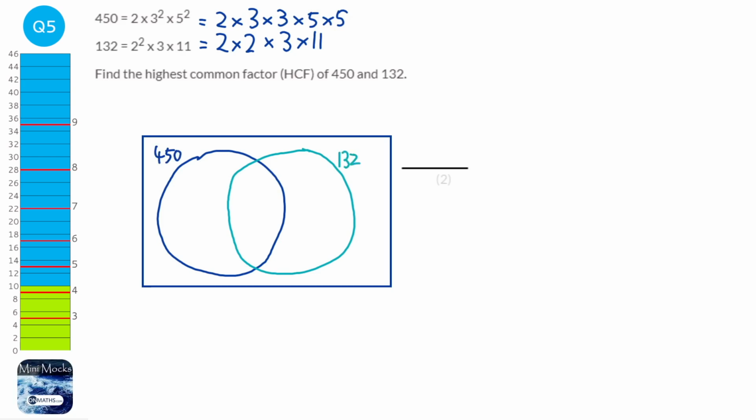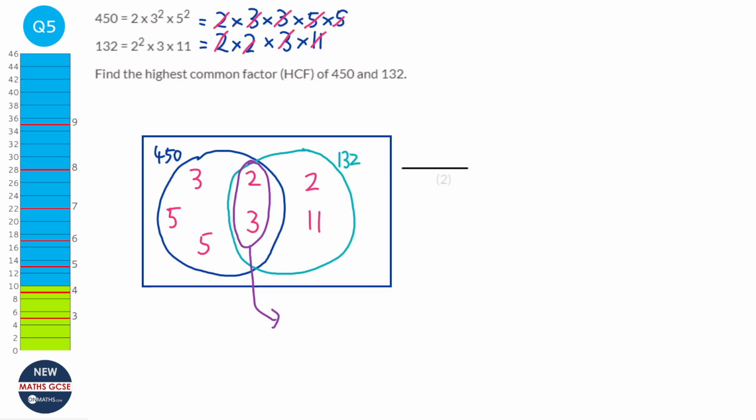So we'll start with the 450 and the numbers. Looking at the prime factors at the top, we can see they both have a 2 in them, so I cross them both out and put 2 in the middle. We can see they both have a 3 in them, so cross those 3's out and put 3 in the middle. And then 450 has a 3, a 5 and a 5. And 132 has the 2 and the 11. So to find the highest common factor, as I said, you multiply all the numbers that are in the middle. And so the highest common factor will be 6.